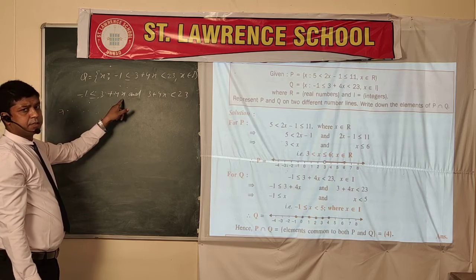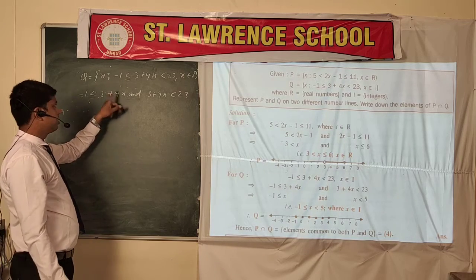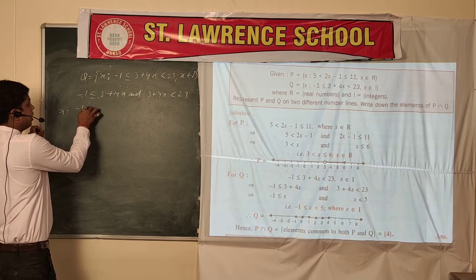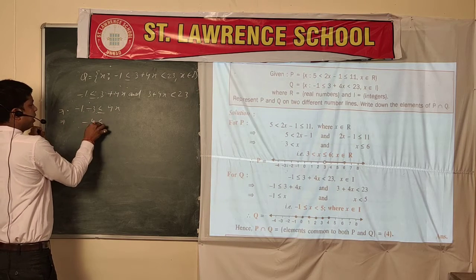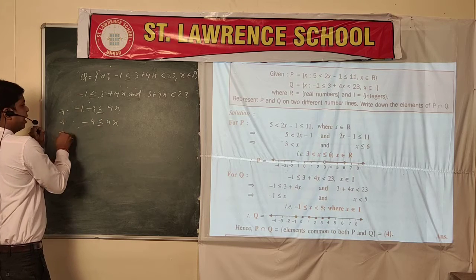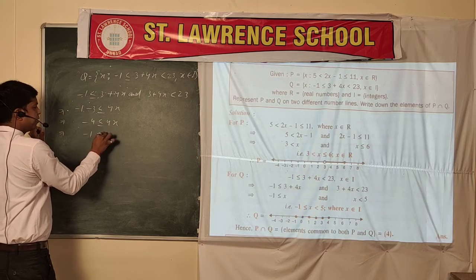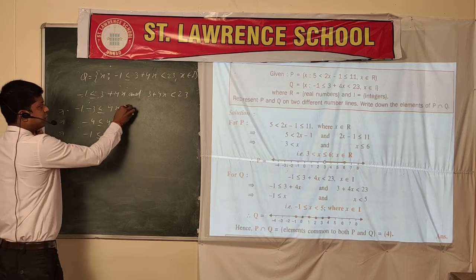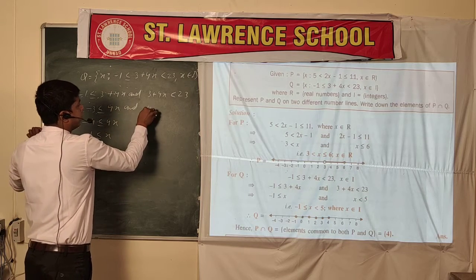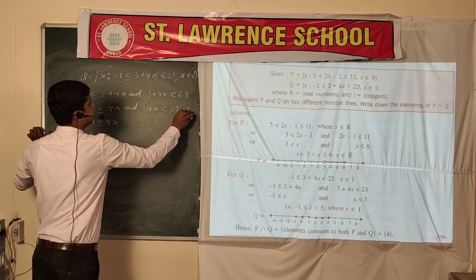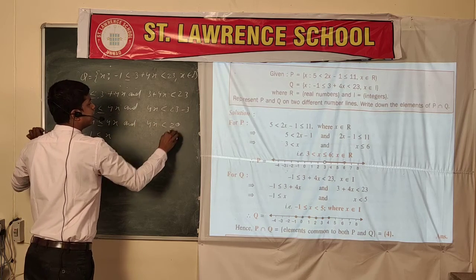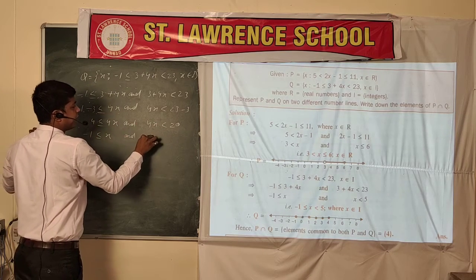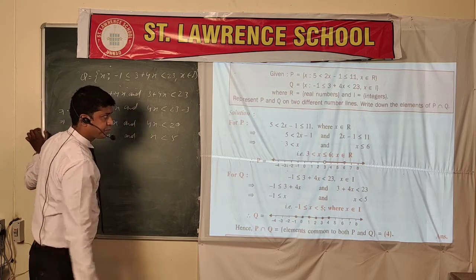Here already 4x is positive. Don't transfer this 4x to the other side. Transfer 3. It becomes minus 4 less than or equal to 4x. And when divided by 4, it comes minus 1 less than or equal to x. And solve this one. 4x already positive. Transfer 3 to that side. It becomes 4x less than 20. And it comes how many times? X is less than 5.